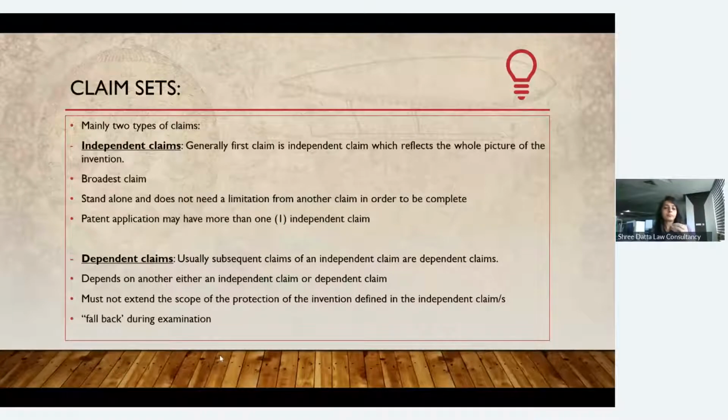So generally, in the independent claim, we have the generalized or broadest claim. In that we have to add each and every feature. Based on that, dependent claims will be drafted. So dependent claims should be within the scope of the independent claim, not beyond the scope of the independent claims. And fallback during the examination means we are adding the narrower things into the independent claim at the time of the examination, and we are deleting the dependent claims. That is the fallback during the examination.